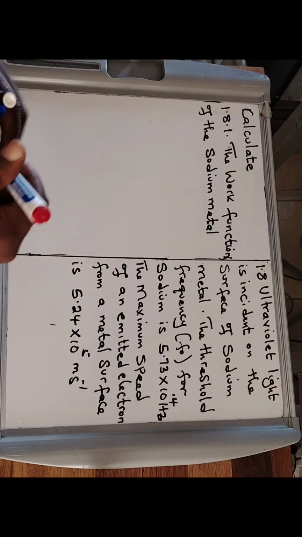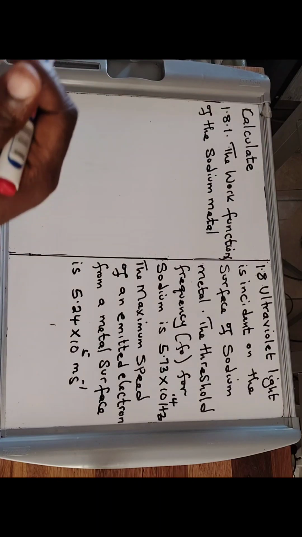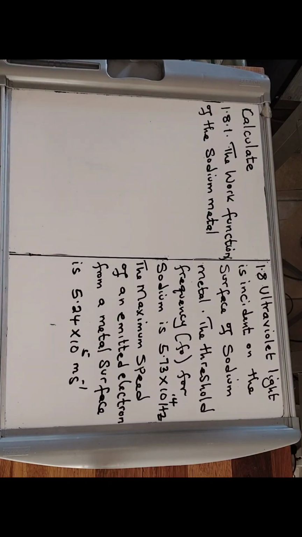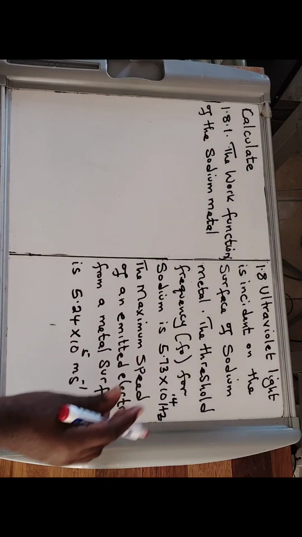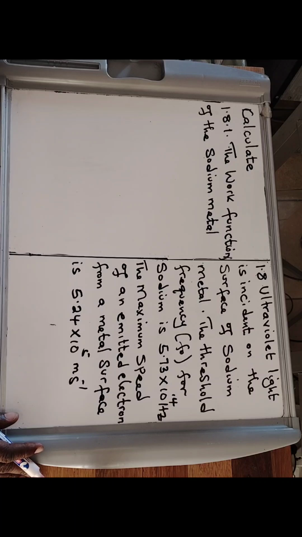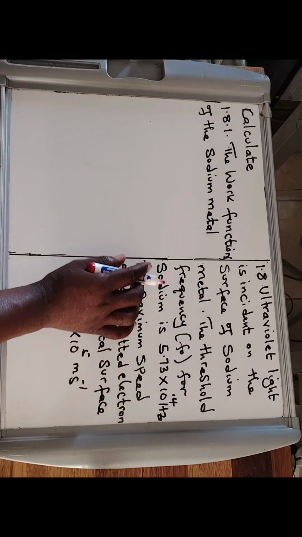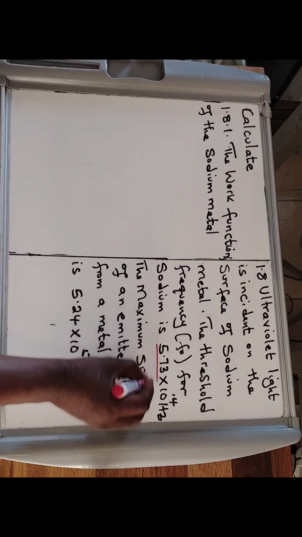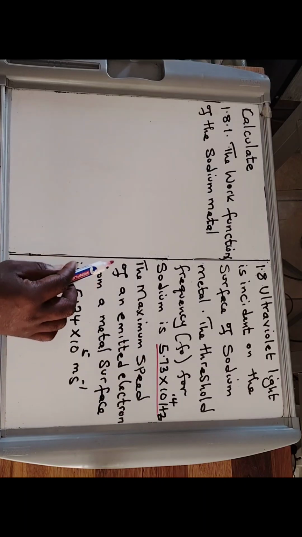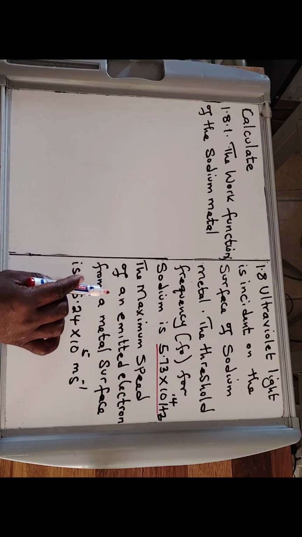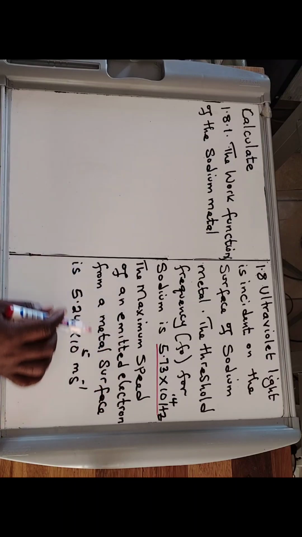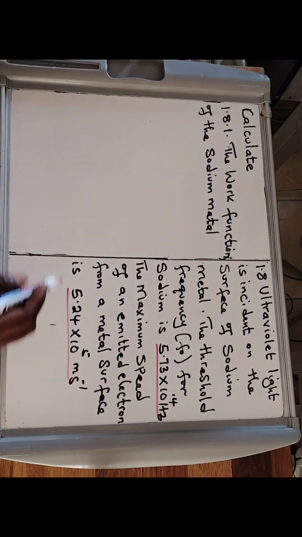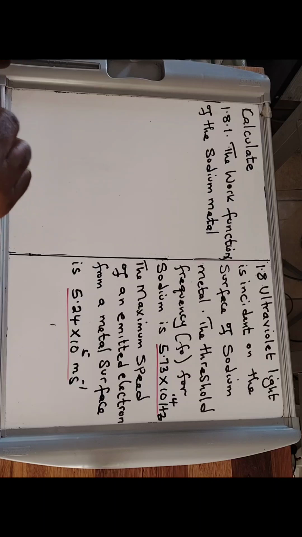The question says that ultraviolet light is incident on a metal surface of sodium metal. The threshold frequency for sodium is given here, and the maximum speed of an emitted electron from a metal surface is given here. So the first question says, calculate the work function of sodium metal.